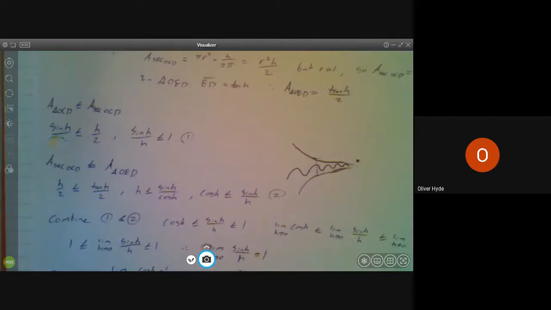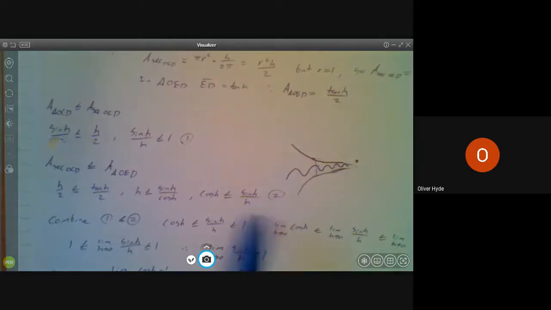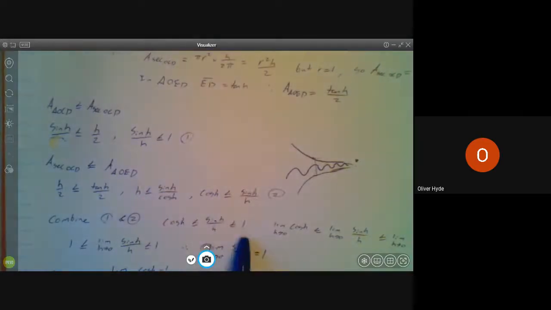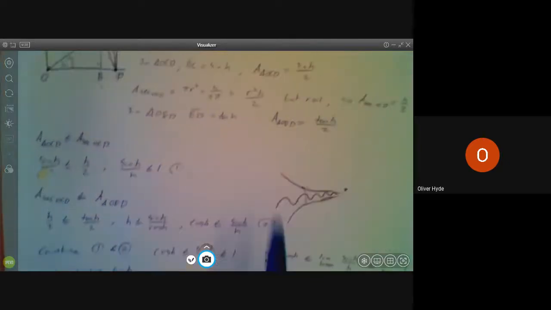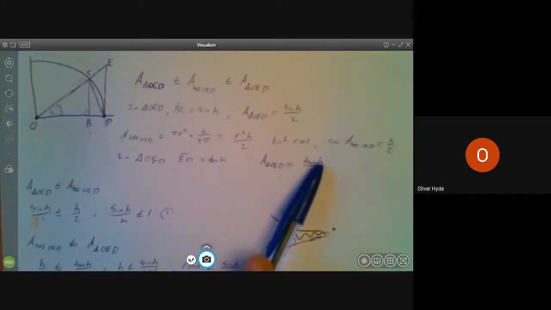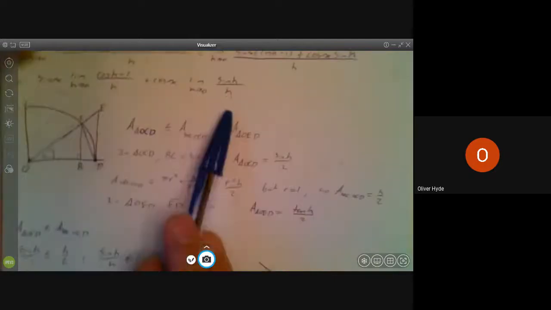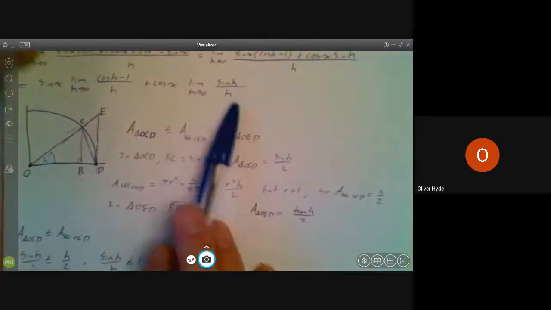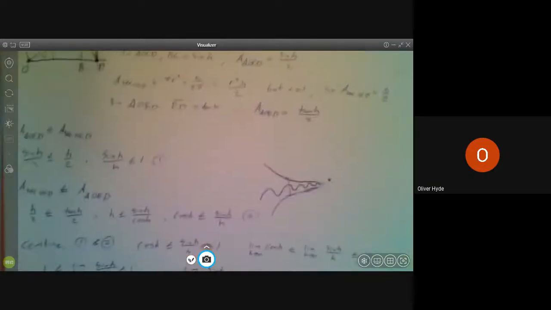Let's combine those statements. And I get that the cosine of h has to be less than or equal to the sine of h divided by h, which has to be less than or equal to 1. Now my goal was to find the limiting value as h approaches 0 of this ratio. So let's make it a limit.